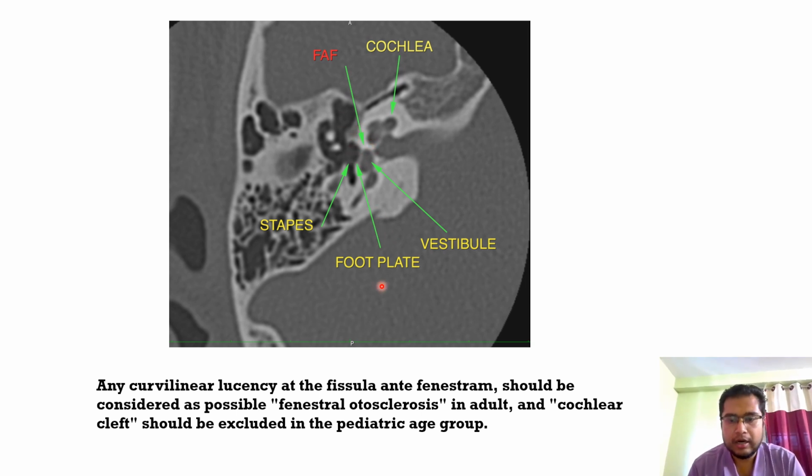In an adult, if there is a demineralization or hypodensity there, definitely a possibility of fenestral otosclerosis has to be given in the report. While in a pediatric age group, there is a possibility of cochlear cleft also. Cochlear cleft also appears a bit hypodense, and it will also be present here in a pediatric age group. So the diagnosis is a bit difficult there.